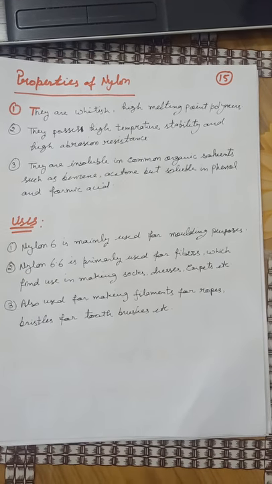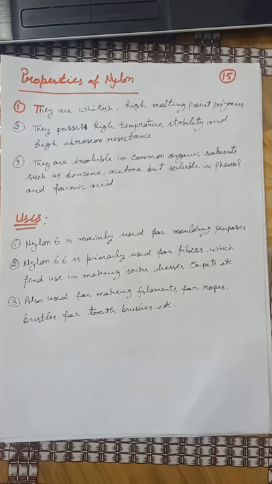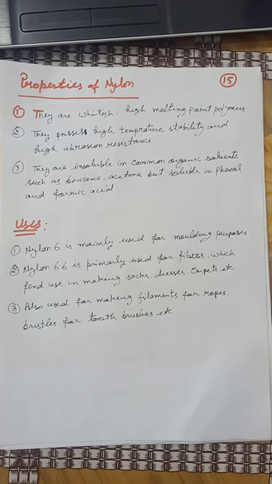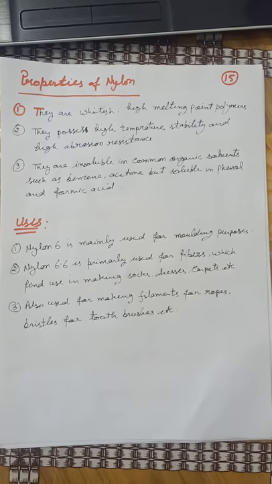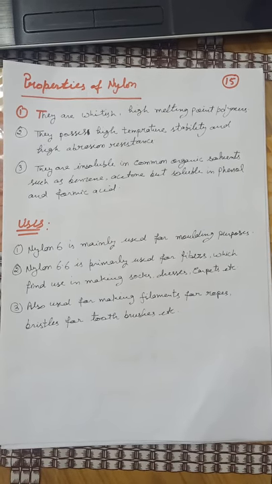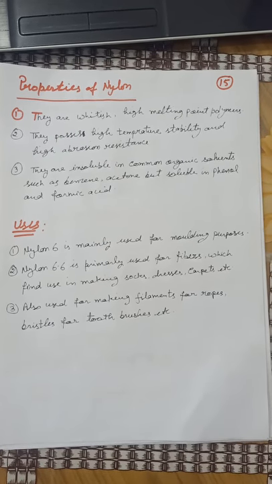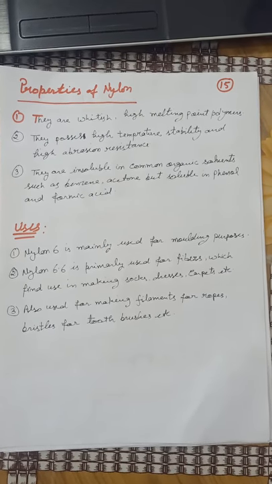The use of nylon is, they are mainly used for molding purposes. Nylon 6.6 is mainly used for the fibers which find use in making socks, dresses, carpets, etc. Also, nylons are used for making filaments for ropes, bristles for toothbrushes, etc.